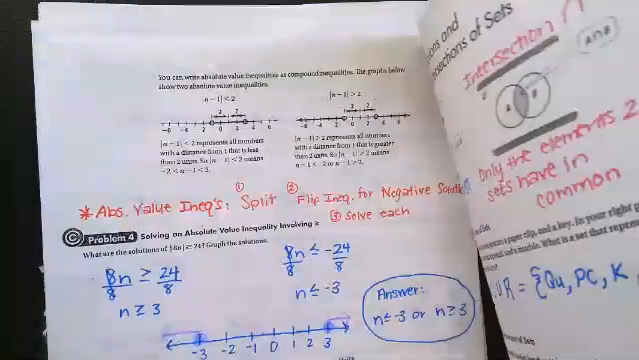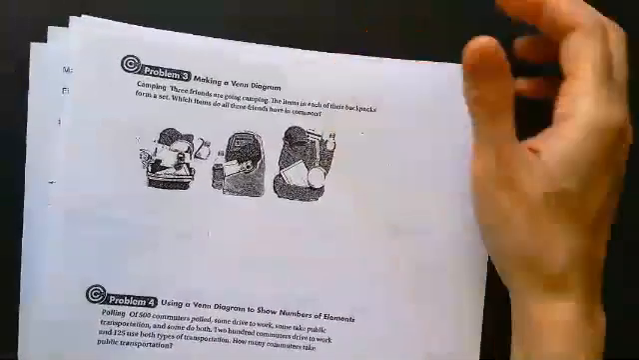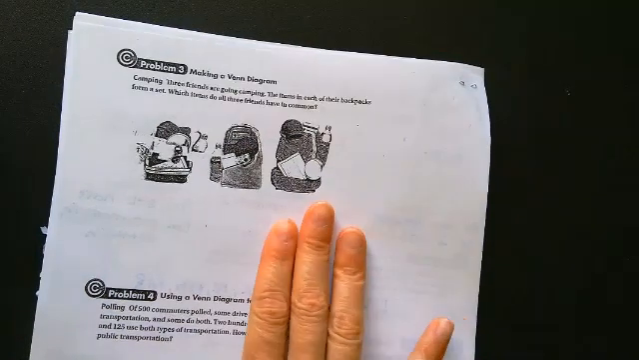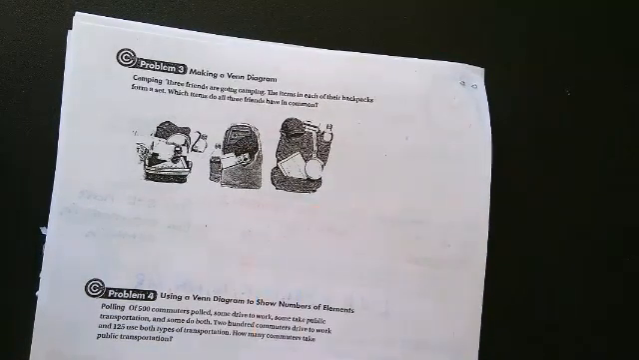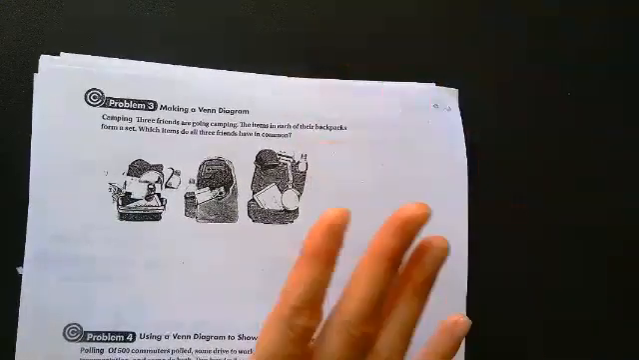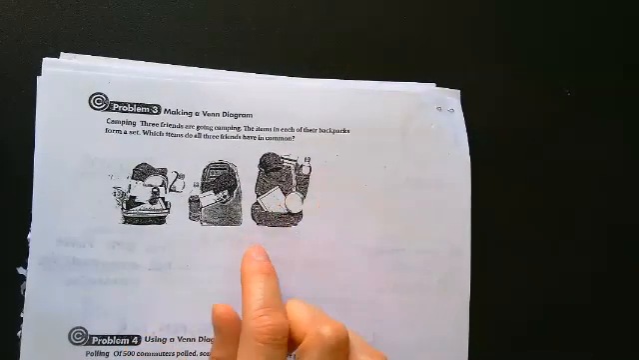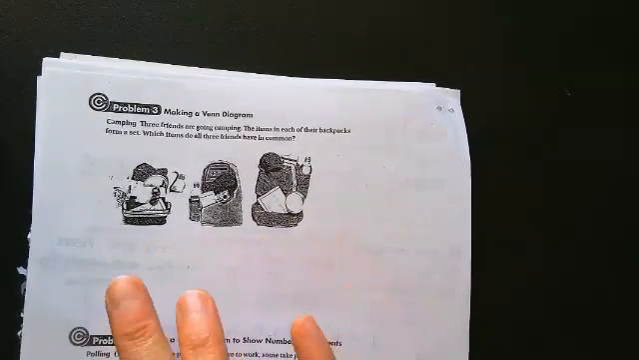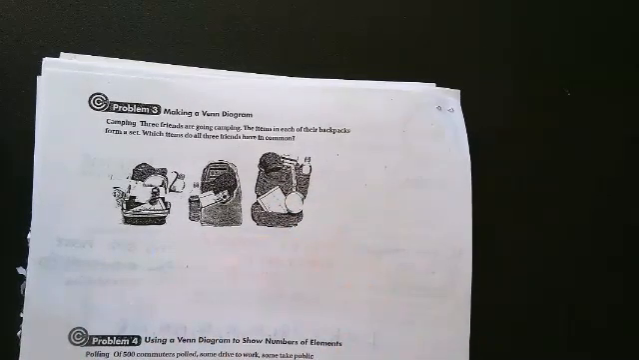So today we are going to be at the very last page of our packet and start on problem 3. We're going to focus today on using Venn diagrams and showing elements of sets and then writing them with inequalities. A Venn diagram, remember, is when it has a circle and then another circle and they overlap in some way. And sometimes there's more than just two.